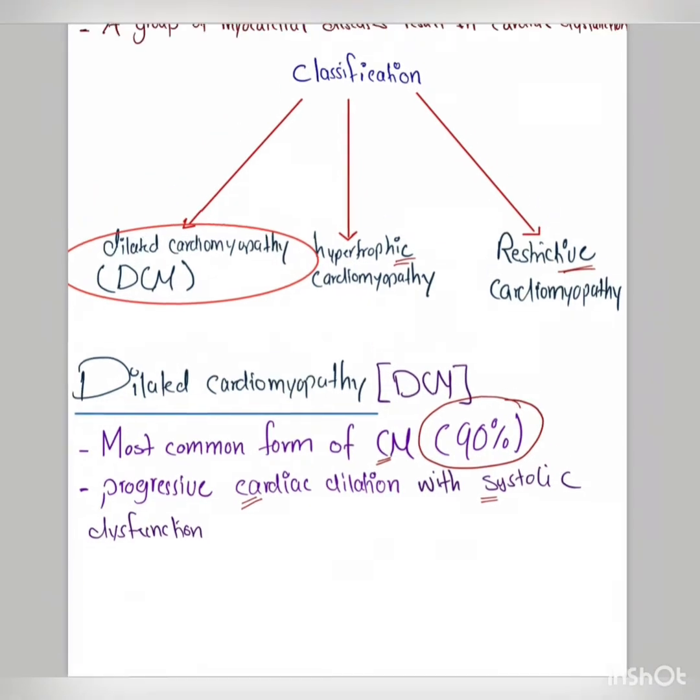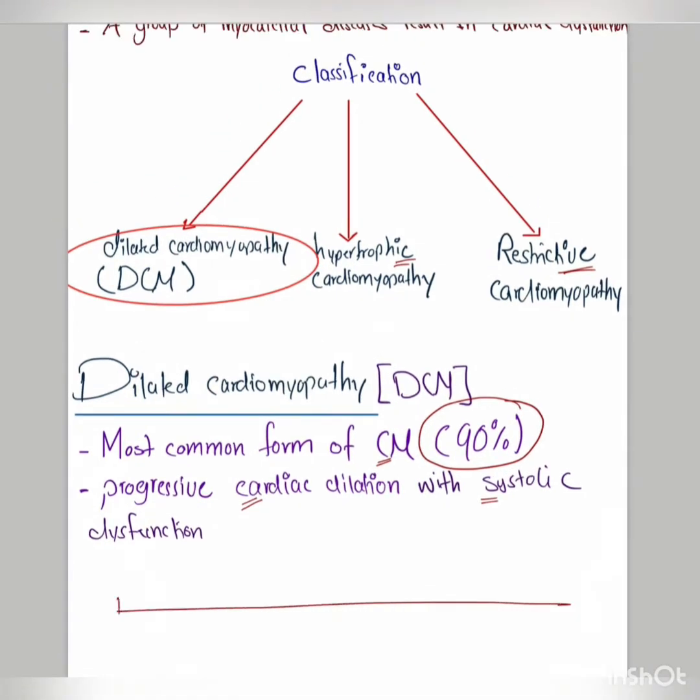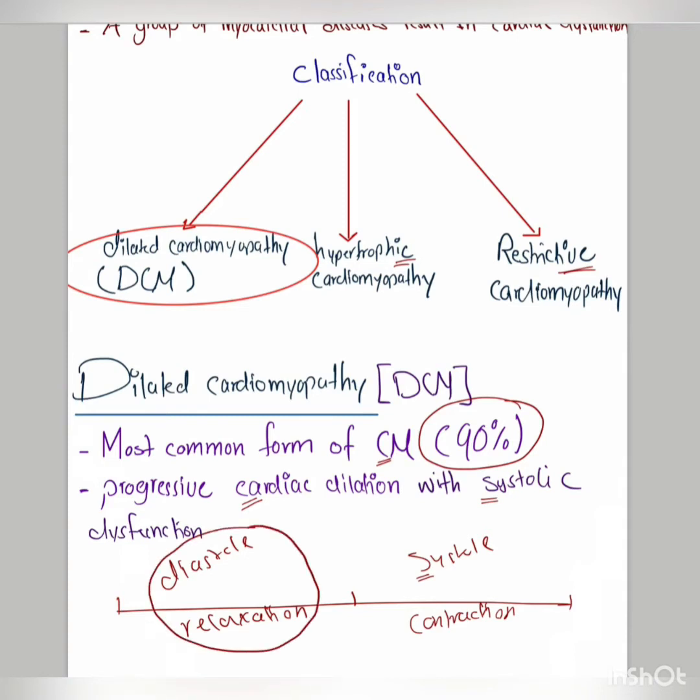What do we mean by systolic dysfunction? Here we have the normal cardiac cycle, which begins with diastole and ends with systole. During diastole, there is relaxation of the ventricle to fill in with the blood, and during systole, there is contraction of the ventricle to eject the blood out. If a failure of relaxation occurs, it is called diastolic dysfunction. A failure of contraction is called systolic dysfunction.